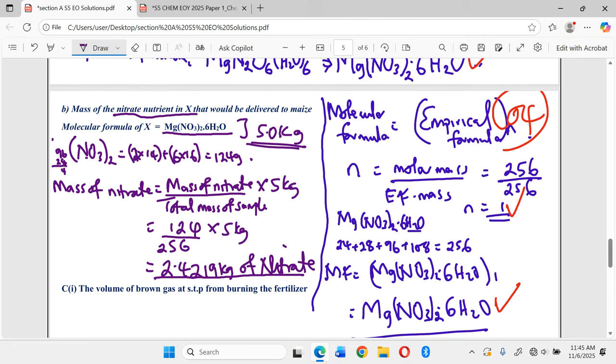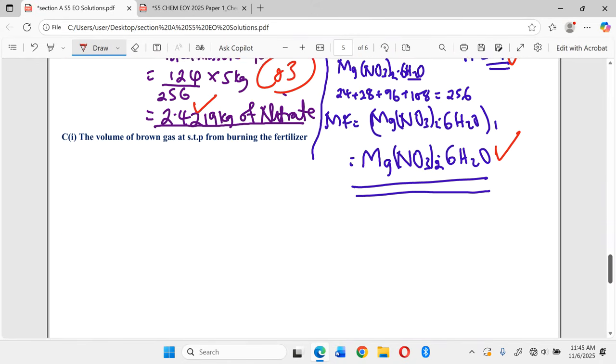So that's part B, we are done with it. When we are scoring this, we get a score for determining this, a score for this, and also a score for that, and we get all the 3 scores.